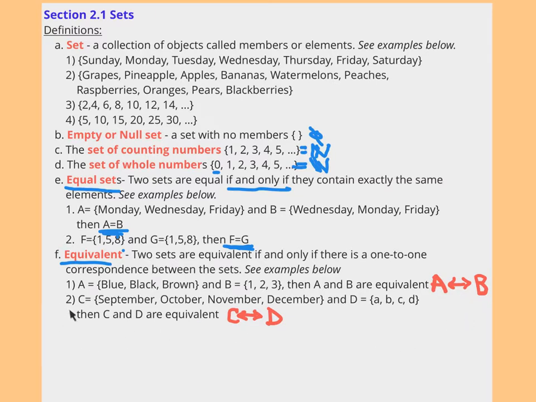If we look at set C in number 2, we have the months September, October, November, December. So we have 4 months listed. In set D, we have A, B, C, and D. Again, 4 elements in this set. Because the two sets are the same size, they have the same number of elements, and we can match A with September, B with October, C with November, and D with December, we can say the two sets are equivalent. C is equivalent to D.